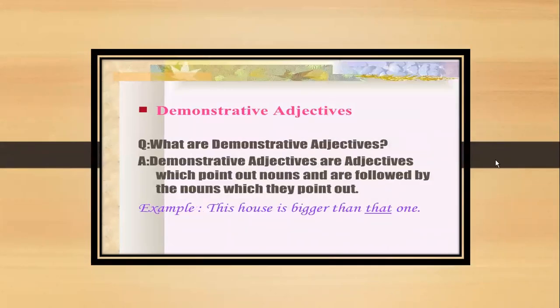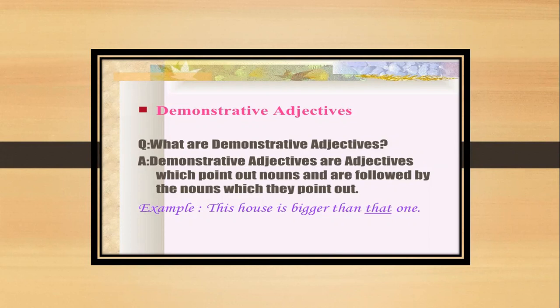Now we have the demonstrative adjective. I will first explain what demonstrative adjectives are. We did demonstrative pronouns as well, if you remember, and I showed you the table. Demonstrative adjectives are the adjectives which point out the nouns and are followed by the nouns which they point out. Let me give you one more definition. Demonstrative adjectives are used to point out or indicate a particular noun or pronoun.